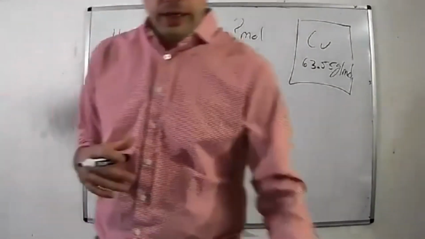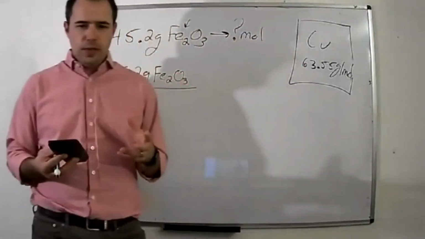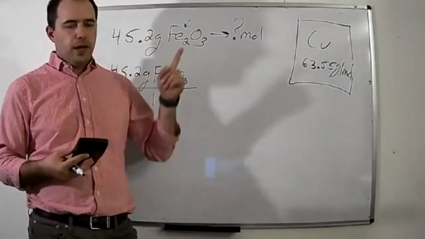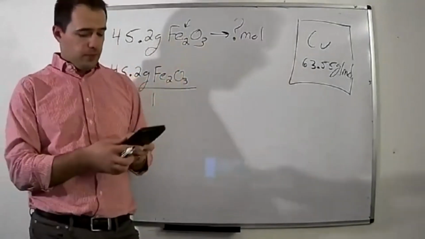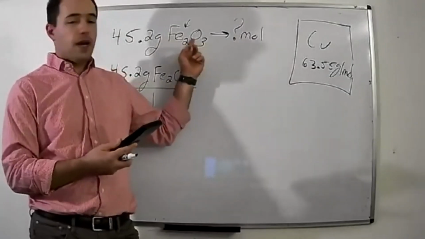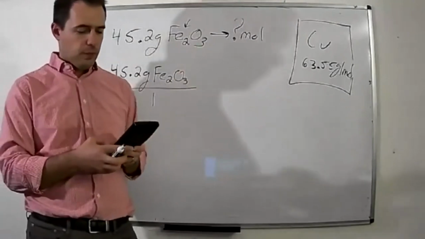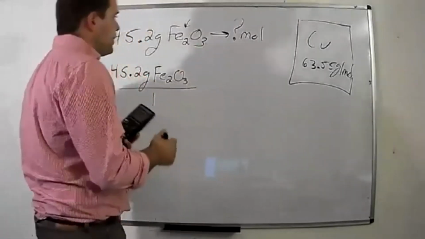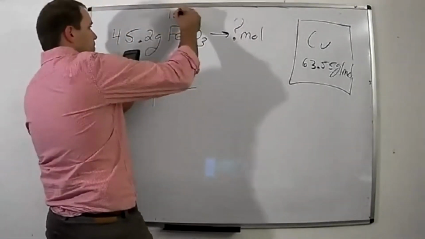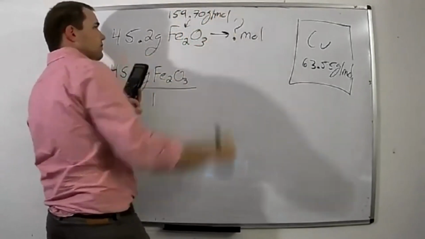So this is where I'd like you to be able to grab a calculator, go to a periodic table. You can do it with me now. You got to find iron. Iron is 55.85. So we're going to do 2 times 55.85 plus, and then find oxygen, 16.00. You got 3 of them, so plus 3 times 16.00. Iron 3 oxide, rust, has an average atomic mass of 159.7 grams per mole.